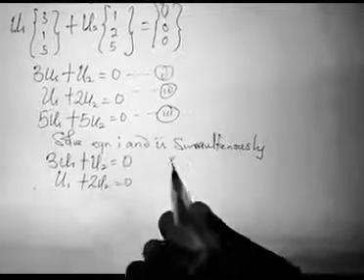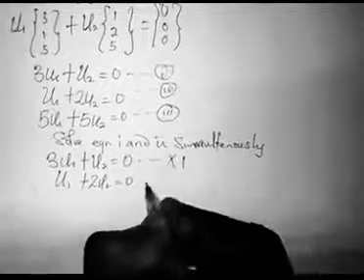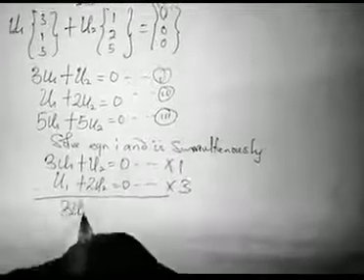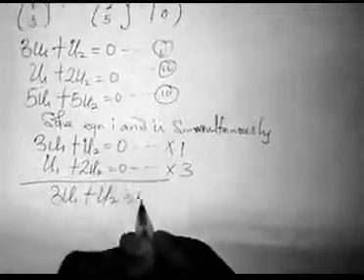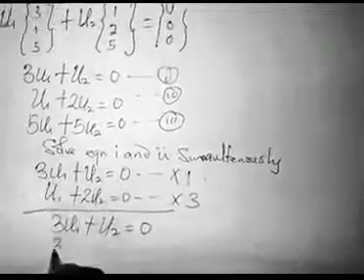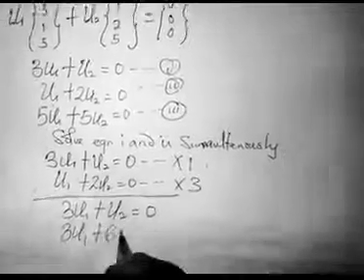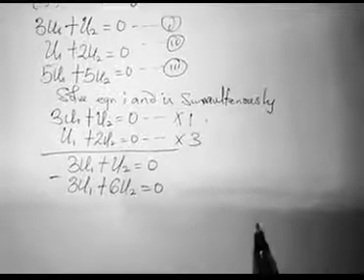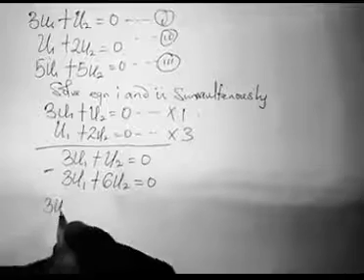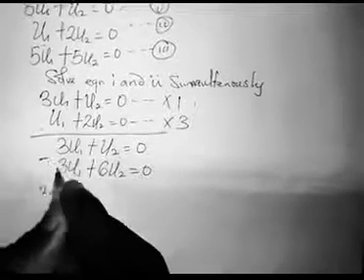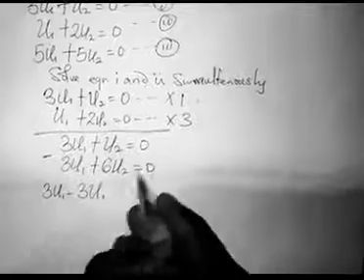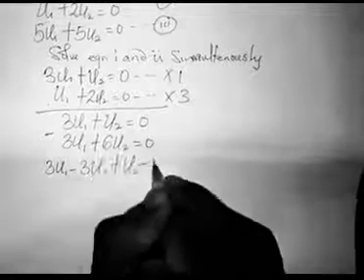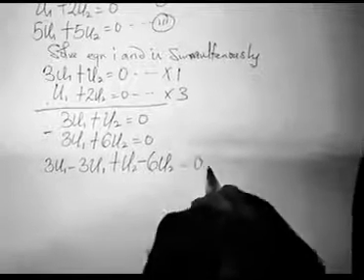So we'll multiply this one. Let's say you want to eliminate U1 now. I'll multiply this one by 1, and I'll multiply everything here by 3. So this one will be 3U1 plus U2 equals 0. Then 3 times U1 will be 3U1 plus 6U2 equals 0. So here I will introduce minus, right? So that will be 3U1 minus 3U1, then U2 minus 6U2 equals 0 minus 0.